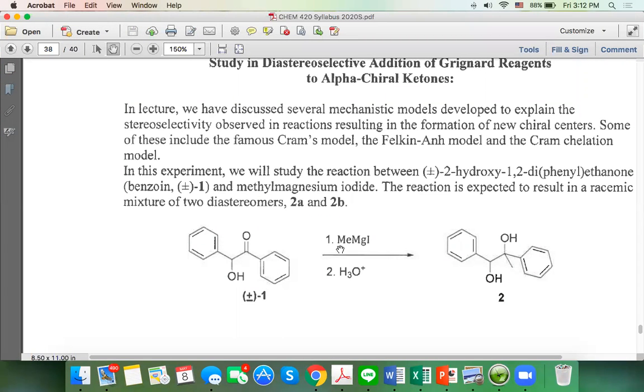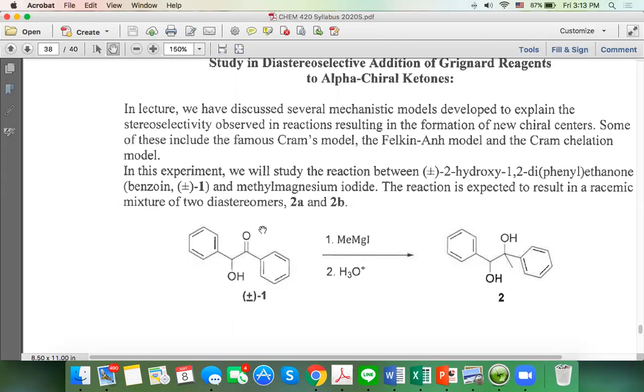Okay, you need 2 moles of the Grignard reagent to react with the benzoin. If I give you 1 mole of benzoin, I need 2 moles of this Grignard reagent. One will go to this hydroxy group, take away that hydrogen. At the same time, you're generating methane gas. The other molecule will come to the carbonyl carbon right here and attack to produce alkoxide.